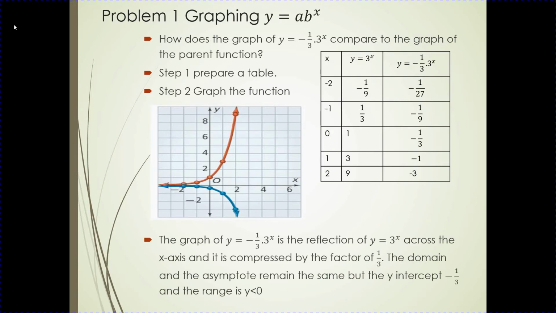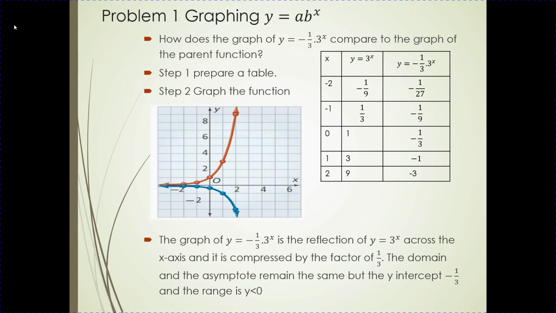So we can say that the graph of y equals negative 1 over 3 times 3 to the power of x is a reflection of y equals 3 to the power of x across the x-axis, and it's compressed by the factor of 1 over 3. And the domain and the asymptote will remain the same. That means the asymptote is the x-axis.